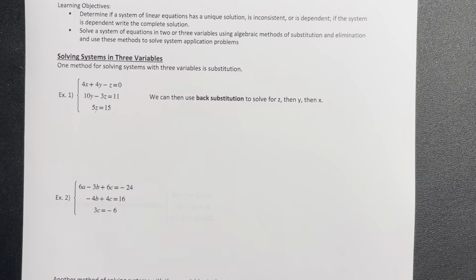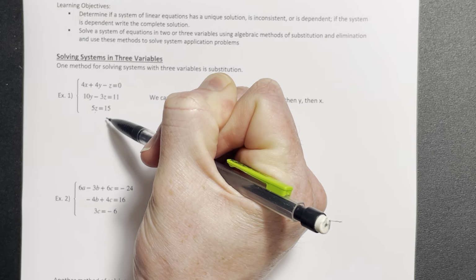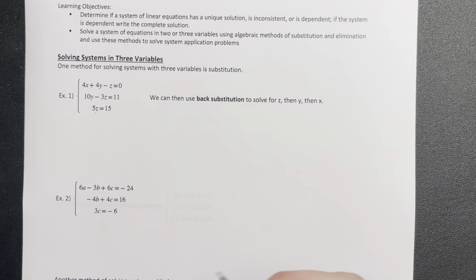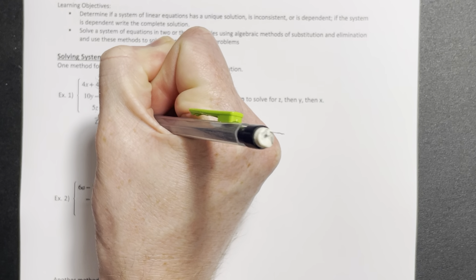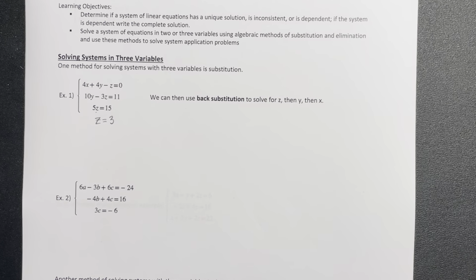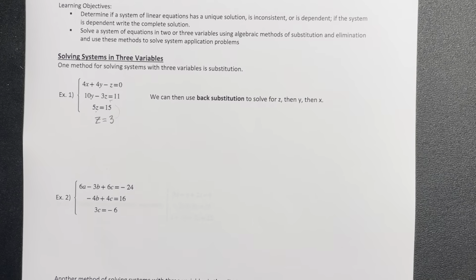Not every equation has every single variable, but because of this, we actually have one equation we can automatically solve for. So since we have 5z equals 15, I can divide both sides by 5 and find automatically that z is equal to 3. We can then use back substitution and substitute 3 into this second equation.